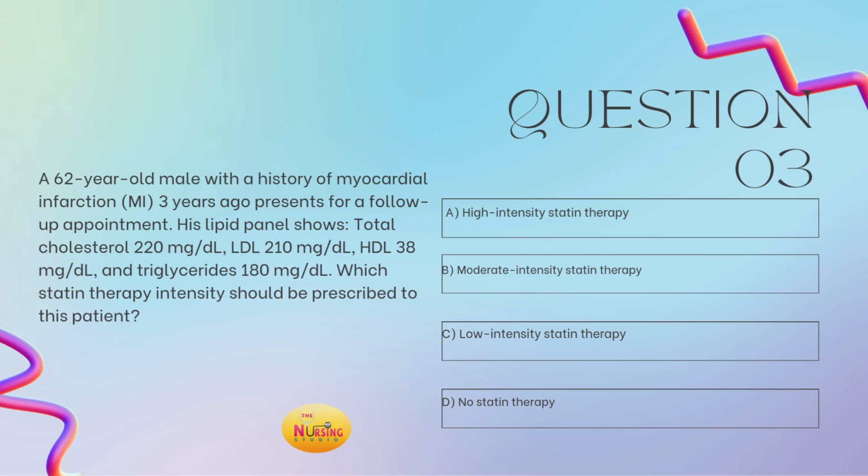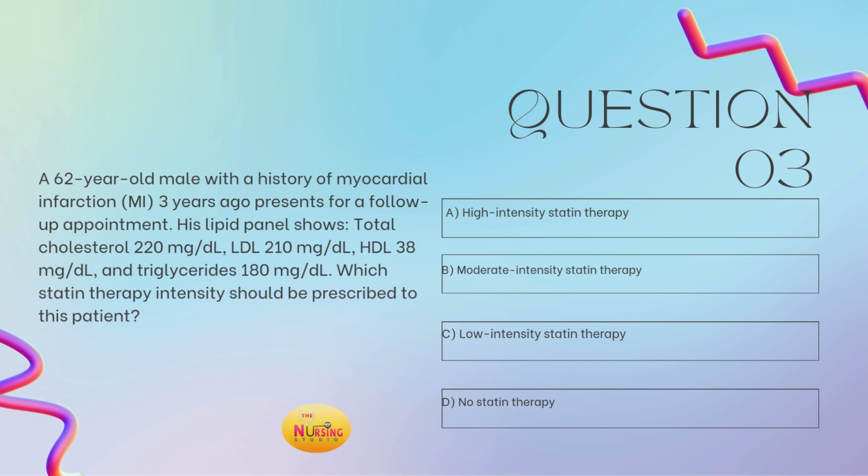And just walking through these labs a little bit more, the HDL is 38, and we know that needs to be bumped up, right? We need to increase that because we want it to be 50 or greater for males. And I'm just continuing, even though that has nothing to do with this answer, because I want to keep putting this in front of you so that when you see these questions or run into this in practice, you know the ranges. And then your triglycerides, again, we want that less than 150.